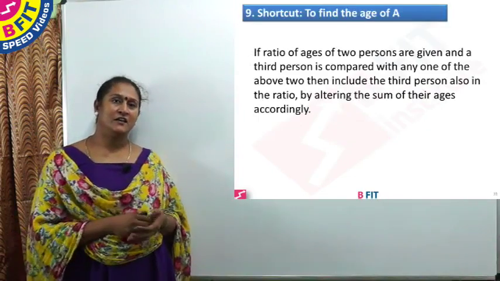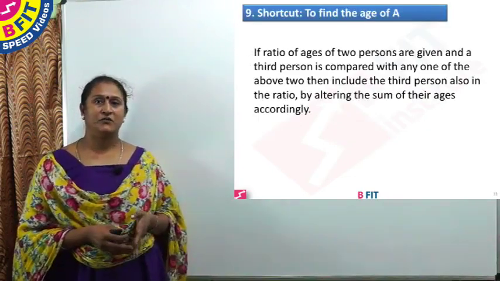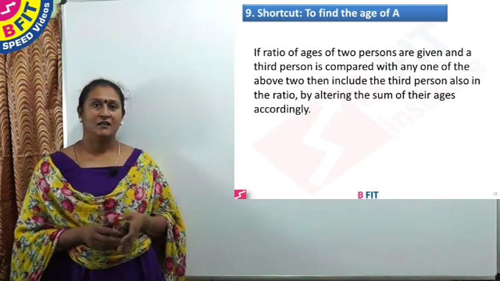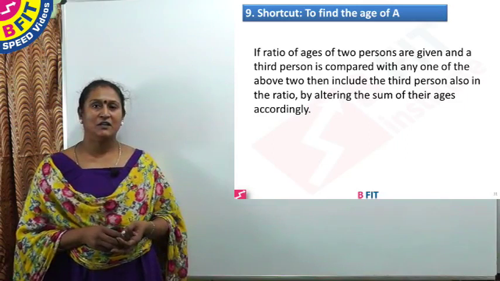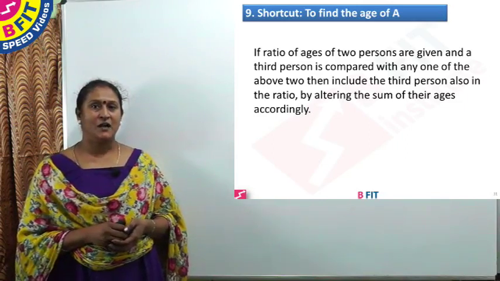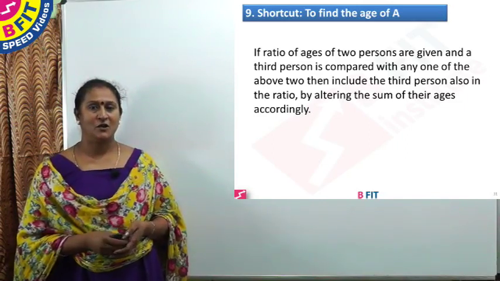And the working here is, if the ratio of ages of two persons is given and a third person is compared with any one of the above, then include the third person also in the ratio and alter the sum of the ages accordingly.